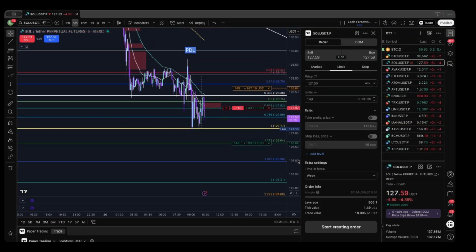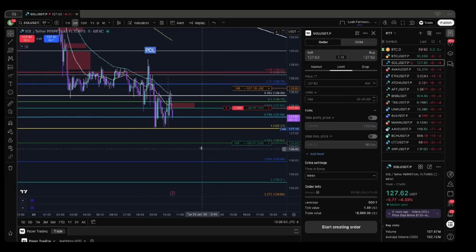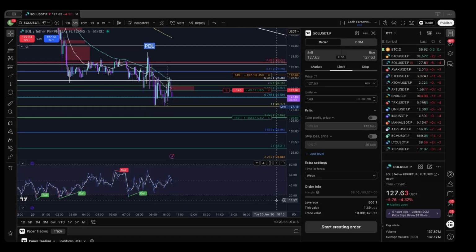Overall trend. Kind of did a double top up here, didn't we? Check the RSI. Nothing really on the RSI, right? But it also kind of hit and rejected. Didn't even go close to the trend line that I drew.